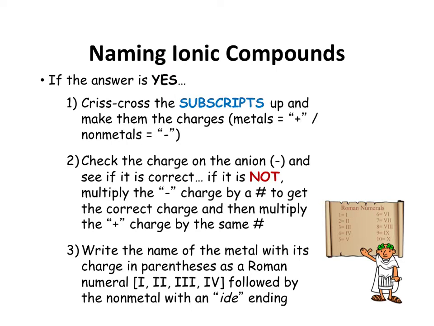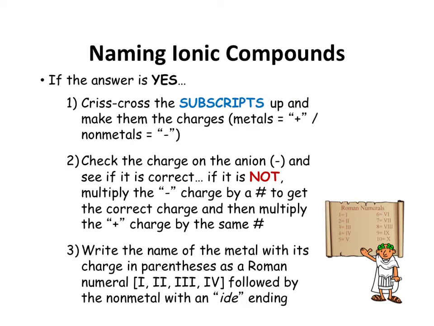The first thing you do if you answer yes, you crisscross any subscripts in the formula up, and you make them the charges. Subscripts are the little, small, sunken down numbers in a formula. So you crisscross them and bring them up to the elements to make them charges. And I'm reminding you here that metals always have a positive charge and nonmetals always have a negative charge. You're bringing up the numbers of the charge. And I'll show you how to do this in a couple examples so you can see if you don't quite understand right yet. But the first thing you do is you crisscross the subscripts up and make them charges.